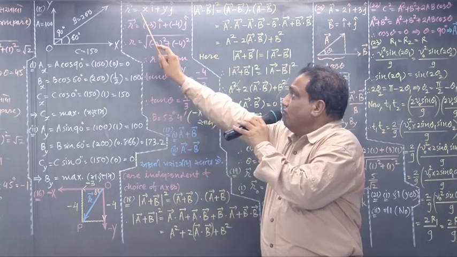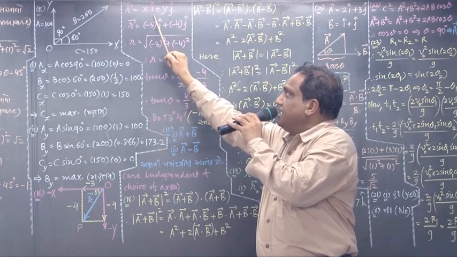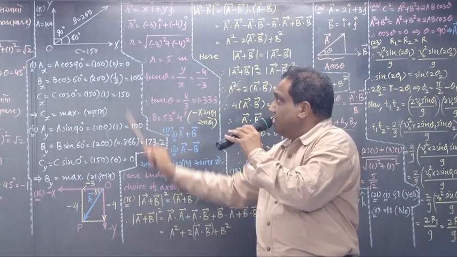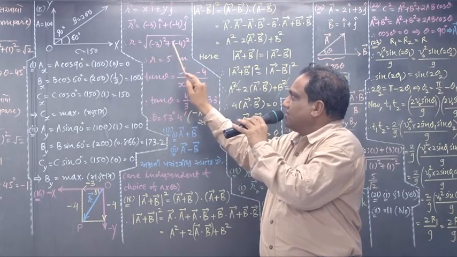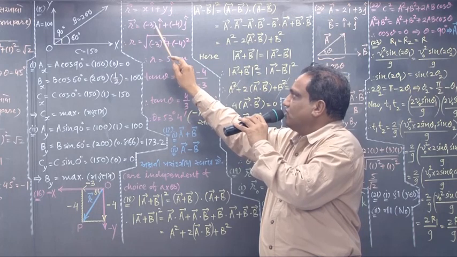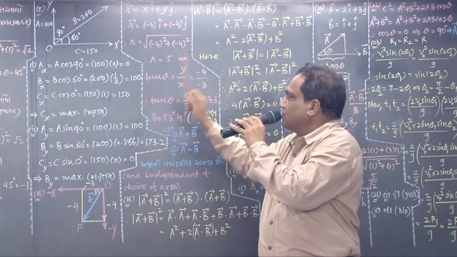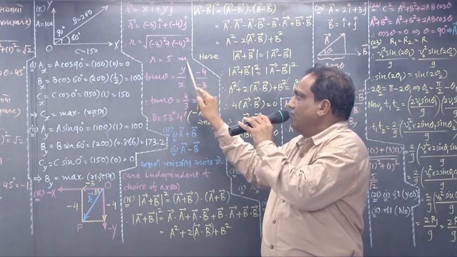Now tell me, what is the general representation of vector R in 2 dimensions? x i hat plus y j hat. x is how much? Minus 3. y is minus 4. Now find out the magnitude. Square root of the summation of squares of the coefficients of i hat and j hat. Minus 3 squared plus minus 4 squared. 9 plus 16, 25, square root will be 5 meters.